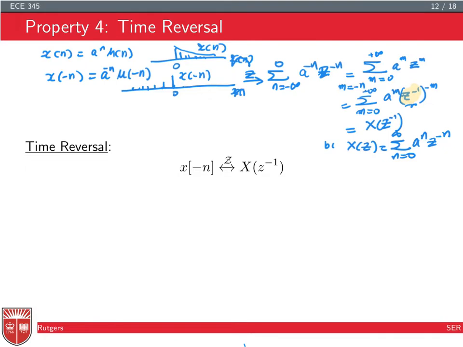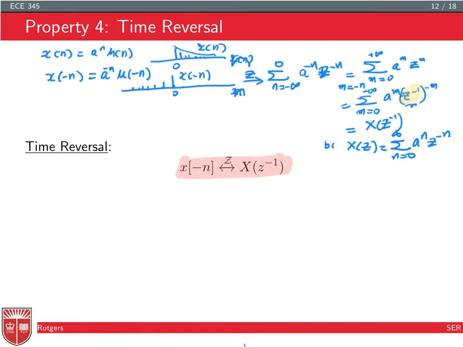And here I just did an example. It's easy to see that it applies in general. So this is basically the formula that we have. All you have to do when you have time reversal is, once you do a time reversal, you just replace z by z^(-1).